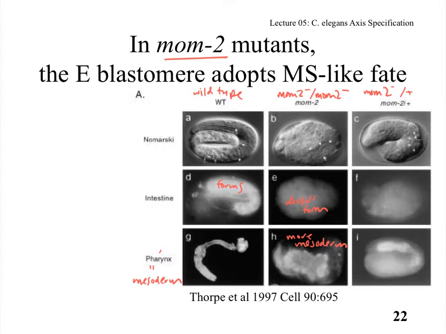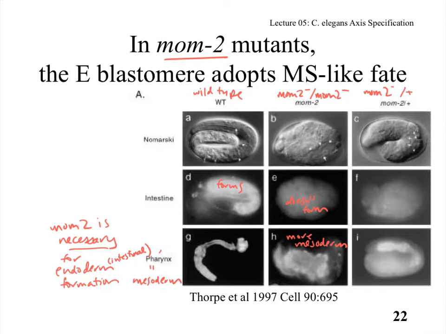And so basically, the best way to go with this is to say that MOM2 is necessary because we're looking at a loss of function experiment here. That's why we use that word necessary. So MOM2 is necessary for endoderm formation. And another way to say that would be for intestinal formation.